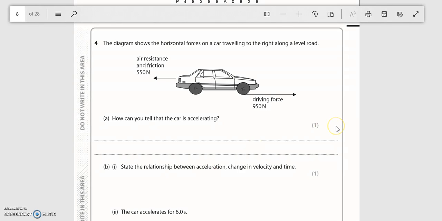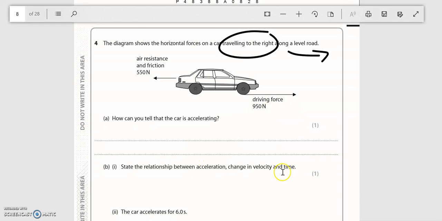This is a straightforward question about forces. So the car is travelling to the right along a level road. It says, how can you tell that the car is accelerating? So you look at the forces, and first of all you should notice that they are unbalanced.